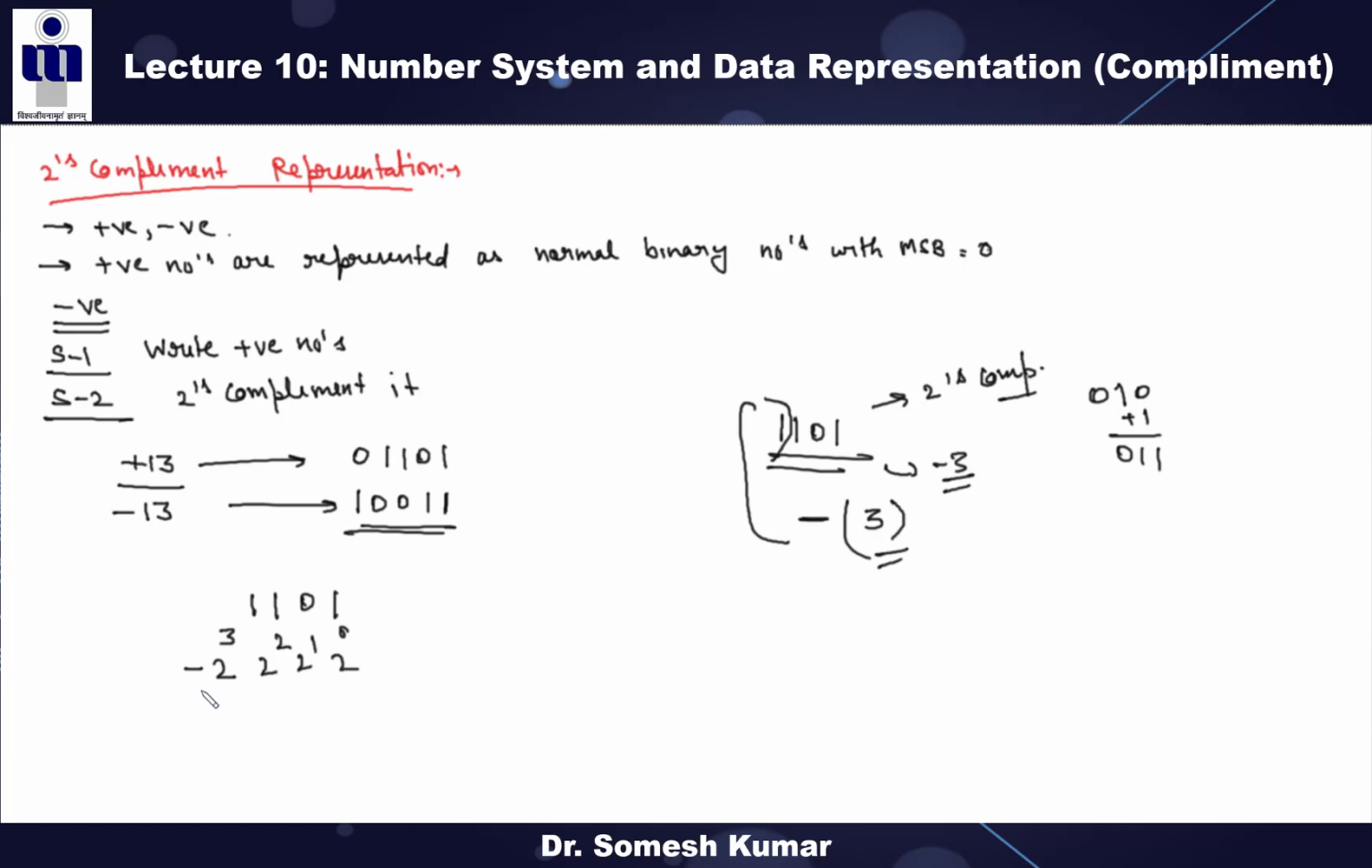In each case, take this MSB as minus 2 to power 3. So this is 1 plus 0 plus 4 plus minus 8. This is minus 3. This is the equivalent decimal number.